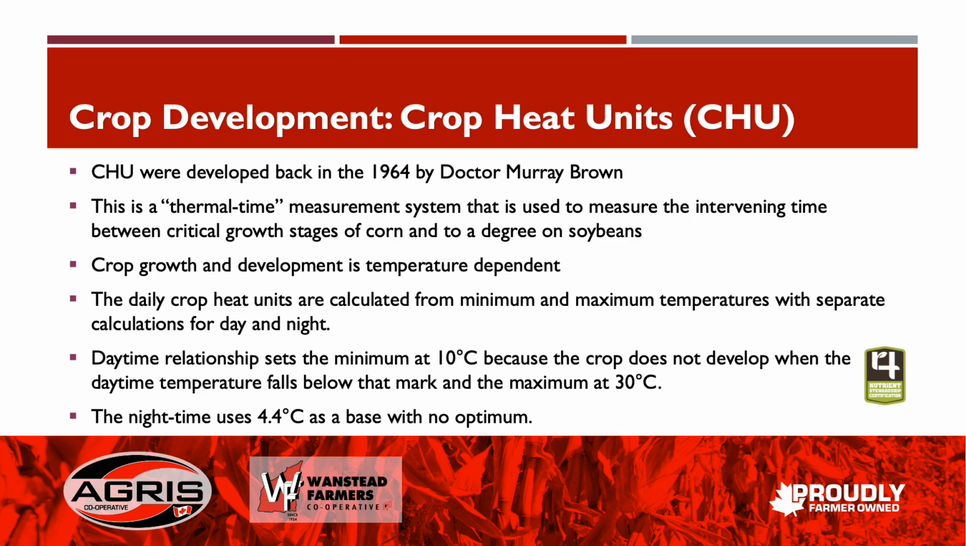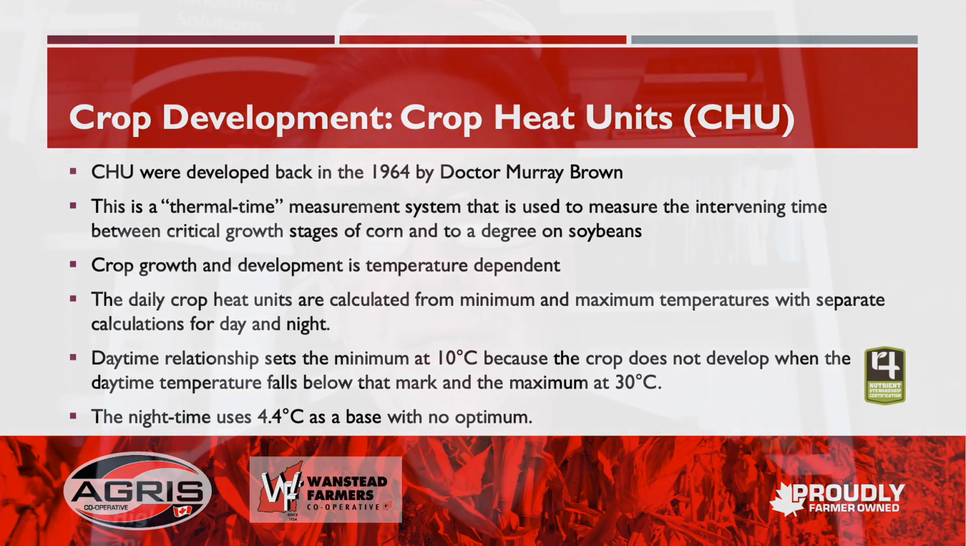Crop growth and development is very temperature dependent. So the daily crop heat units are calculated from a minimum and maximum temperature with separate calculations for day and night. During the daytime, it's set at a threshold of 10 Celsius, which is the critical growth threshold for corn. It won't grow below 10, and a maximum of 30, which is the upper limit for growth. So the useful temperature range is between 10 and 30. And at night, we use a 4.4 minimum and no optimum temperature at night.